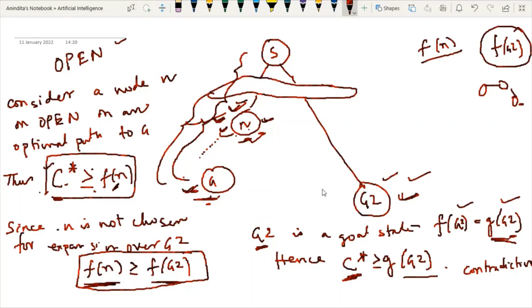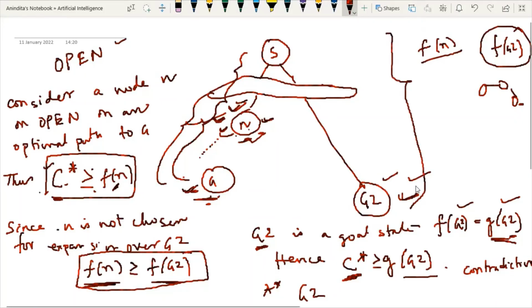So what can we write? Thus we can write that A star could not have selected G2 for expansion before the goal state G. So therefore A star is admissible in nature, right? So what have we done in a nutshell? In a nutshell, we have created one situation where we have two goal states. One is the optimal goal state and another one is a suboptimal goal state. And for proving the contradiction, we are assuming that A star is selecting this state over this path.